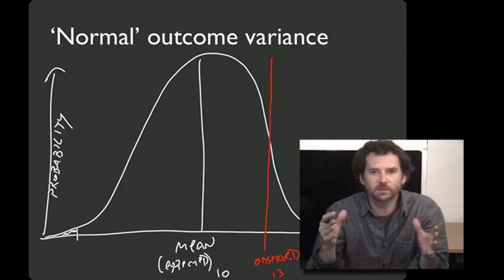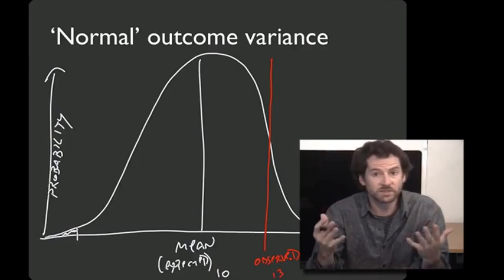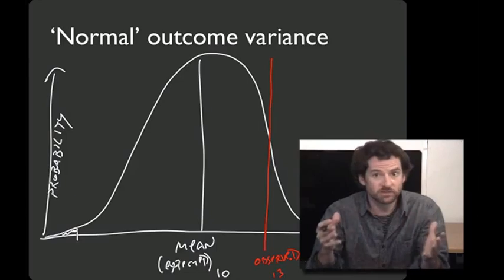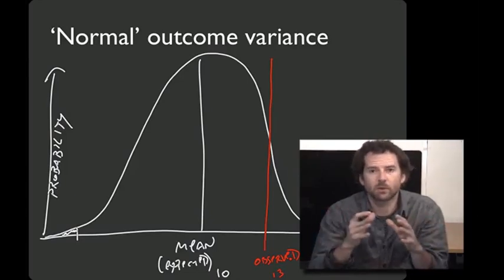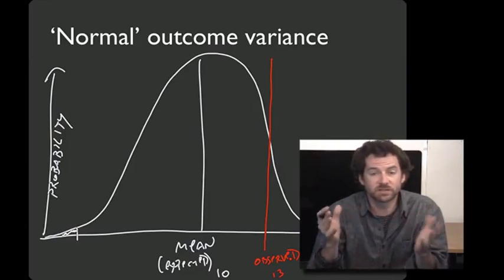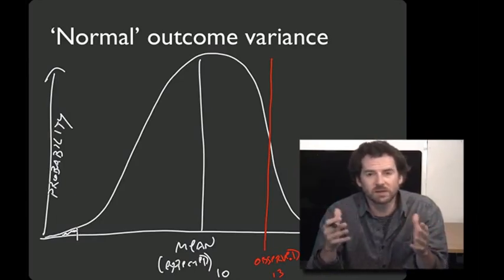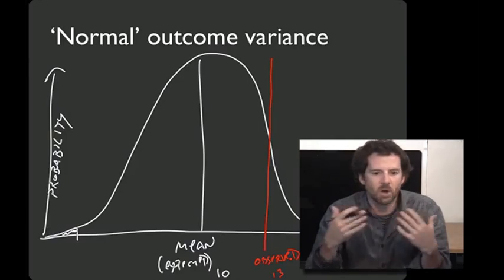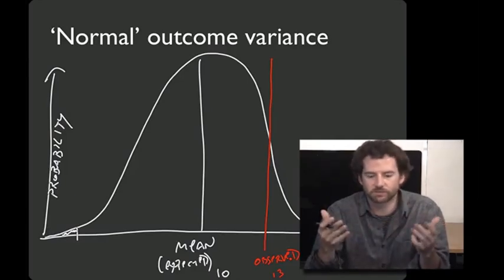So to fill this in a little bit, in our coin case, our expected value is going to be 10. So our mean will be 10. And we'll have some observed value, here in our example, 13. And the question that we're going to ask with our statistical techniques is whether that observed value of 13 is sufficiently weird, whether it's sufficiently far out into the tail as to qualify as unlikely to have occurred by chance.